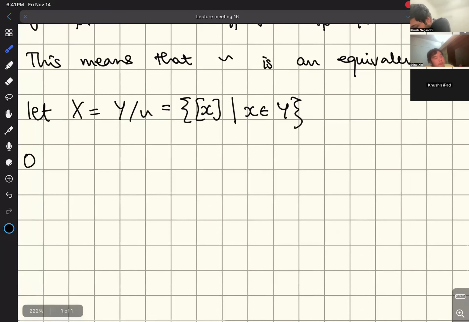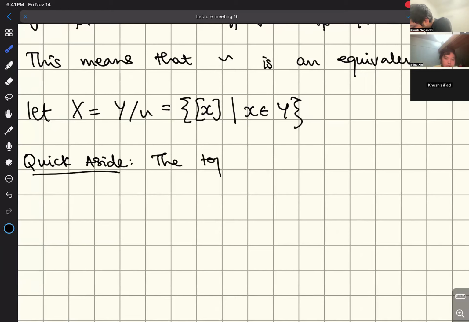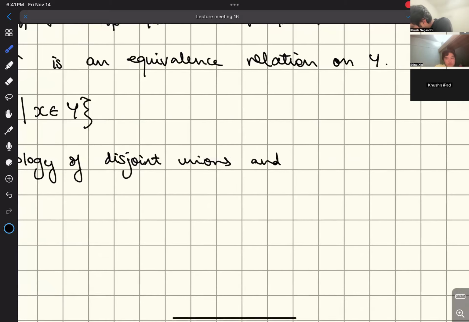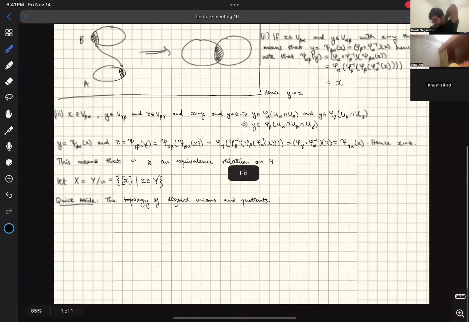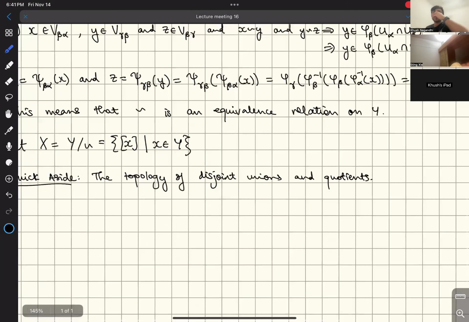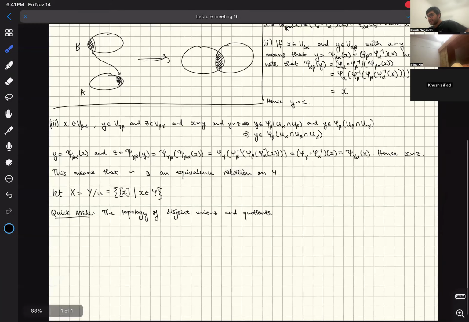So, a quick aside: the topology of disjoint unions and quotients. Okay, let's start with disjoint unions, because I feel like the disjoint union topology is very simple.